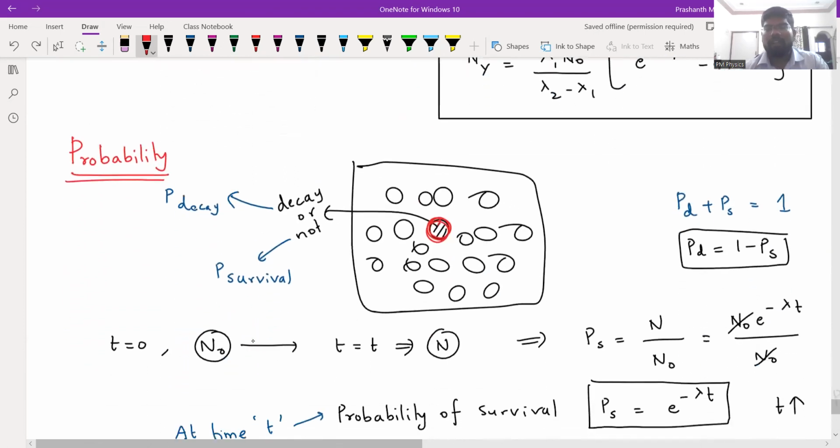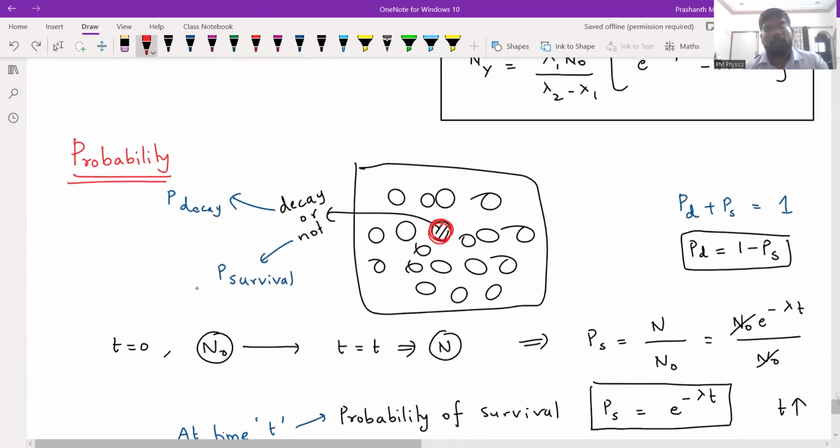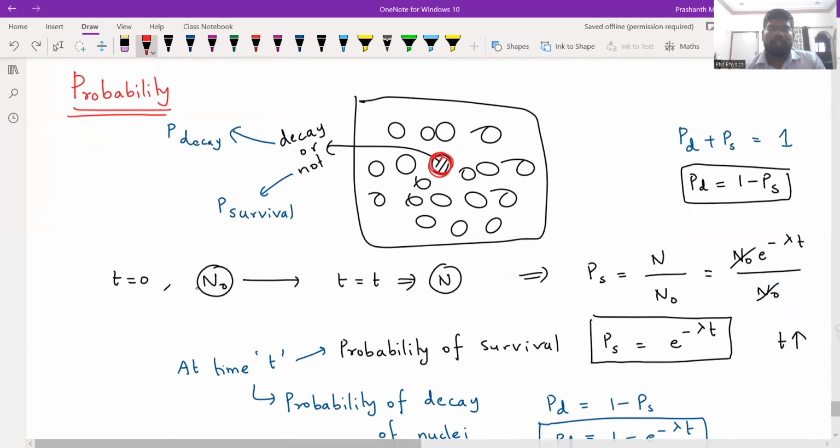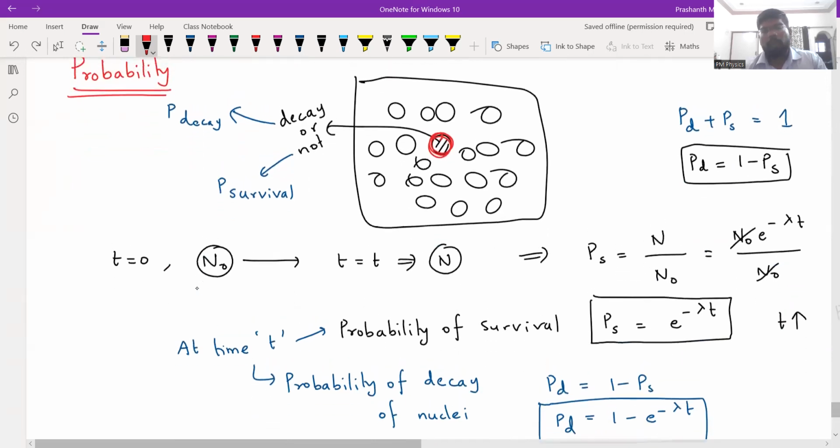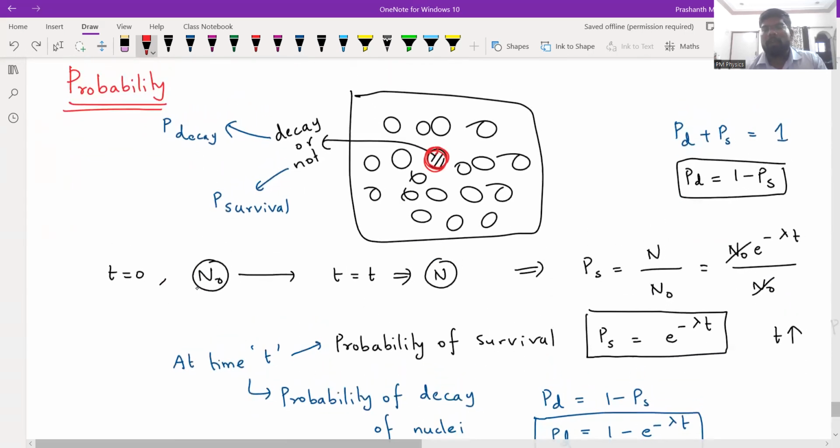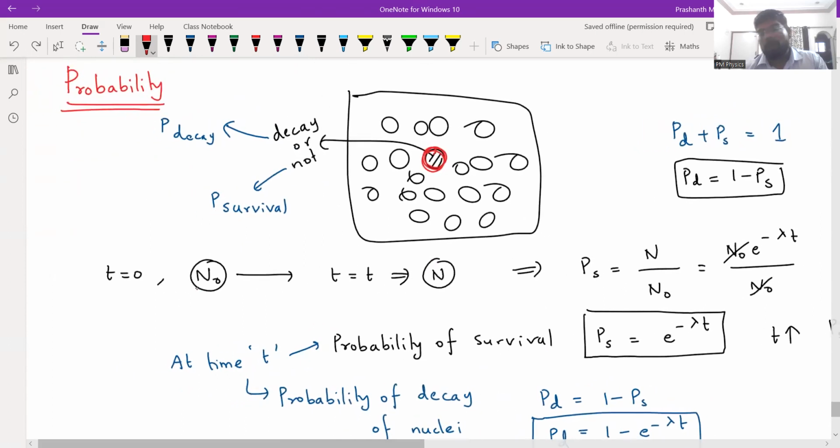One more thing we haven't done is the probability that the nuclei will survive or decay, because it is a random phenomenon. Moment to moment, some nuclei will remain and some will disintegrate. If there are 1000 nuclei and you pick one nucleus, what is the probability that it will survive the next moment or that it is going to decay? How do you calculate this? The probability of survival is based upon the number of nuclei.